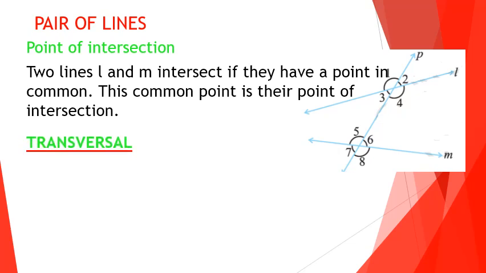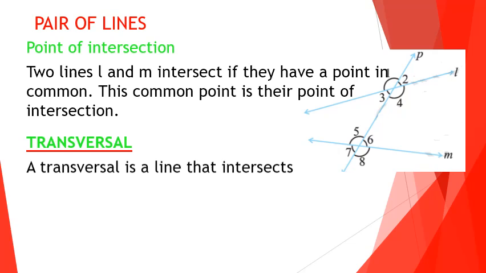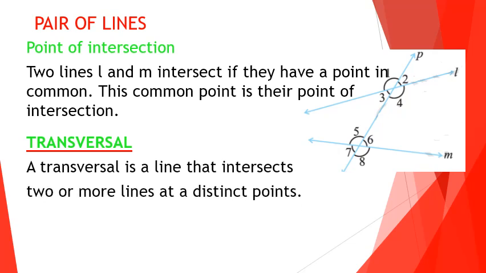Next we can discuss what is meant by transversal. A transversal is a line which intersects two or more lines at distinct or different points. Here lines L and M are given and line P is intersecting both lines at 2 points. So line P is the transversal.